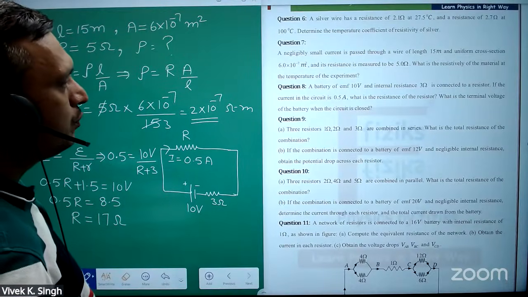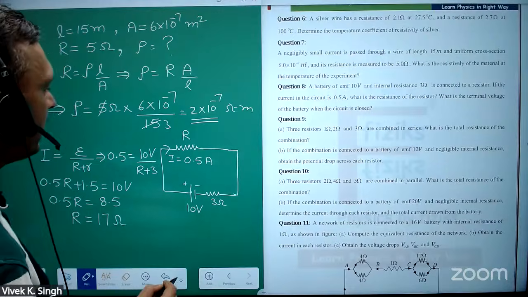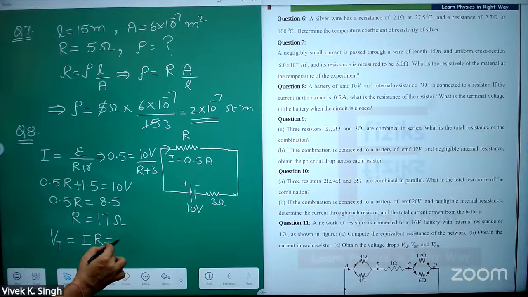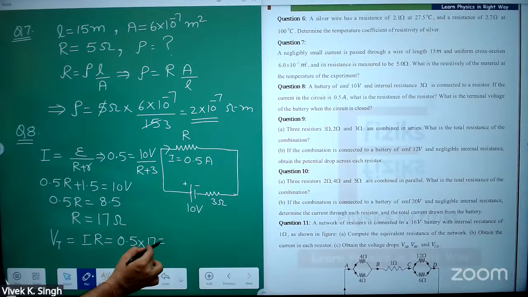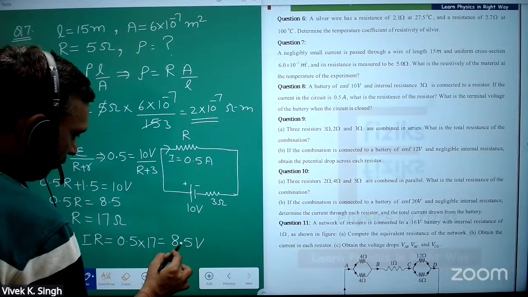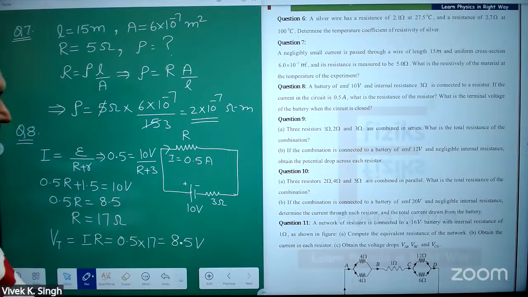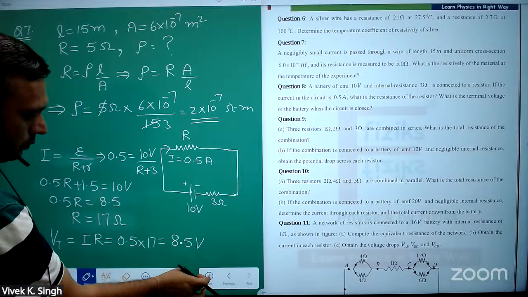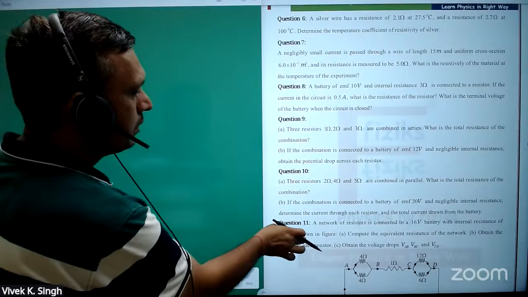What is the terminal voltage of the battery when the circuit is closed? So terminal voltage is simply I into R. So this is 0.5 into 17. So that will be 8.5 volt. Clear? Next question.